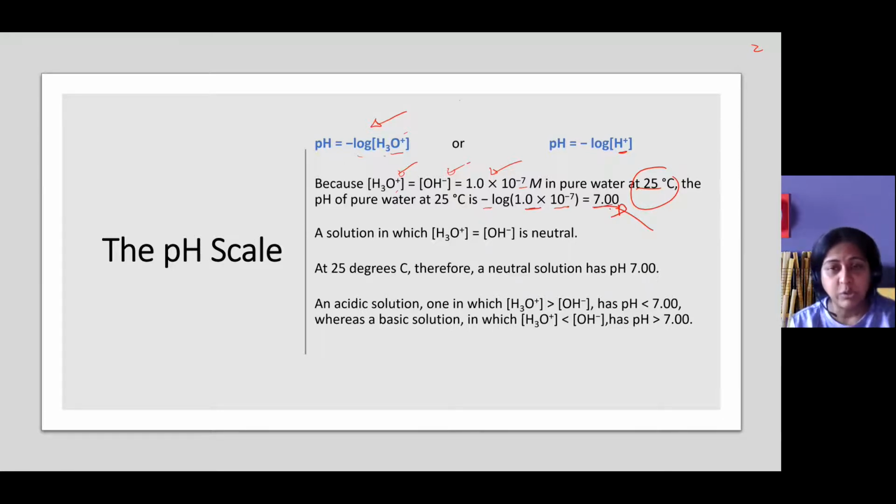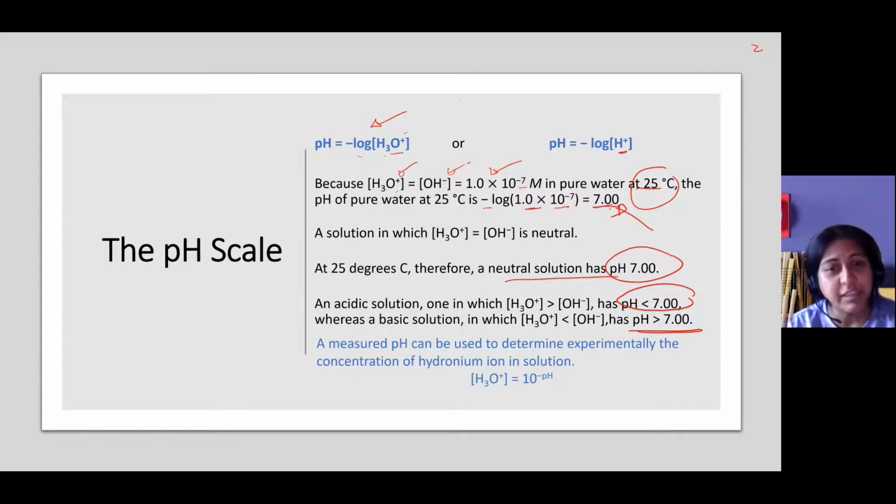Since pure water at 25 degrees Celsius is neutral, a neutral solution has pH equal to 7.00. Acidic solutions have pH less than 7. The basic solutions have pH greater than 7.00.